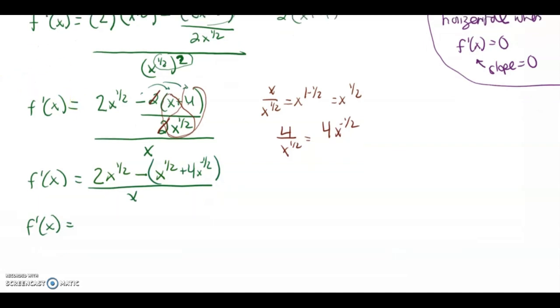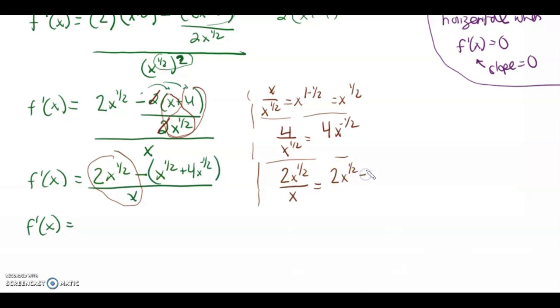Okay, I'm going to keep simplifying. So we have this here, and I'm doing a lot of this work at the side of my paper so that this part can flow. We have 2x to the 1/2 divided by x. So we get 2x to the 1/2 minus 1. So we get 2x to the negative 1/2. Okay, so this is fully simplified. 2x to the negative 1/2.